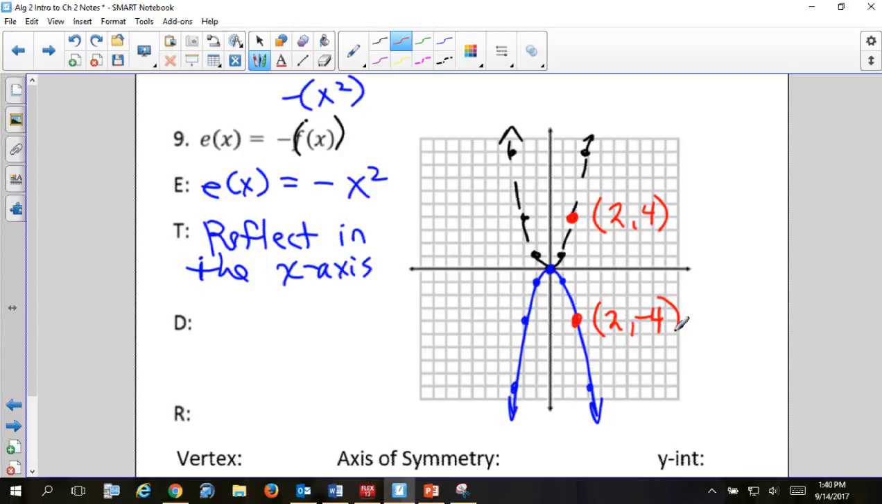It affected the y, it multiplied the y. A reflect in the x-axis changes the sign of the y values. So the y's are multiplied by negative 1. That's going to be important in a little bit.